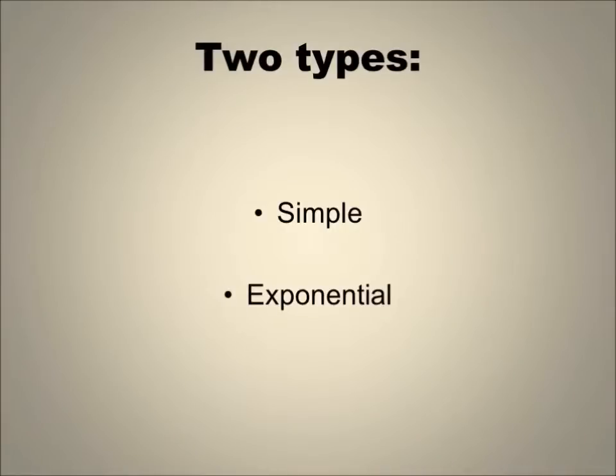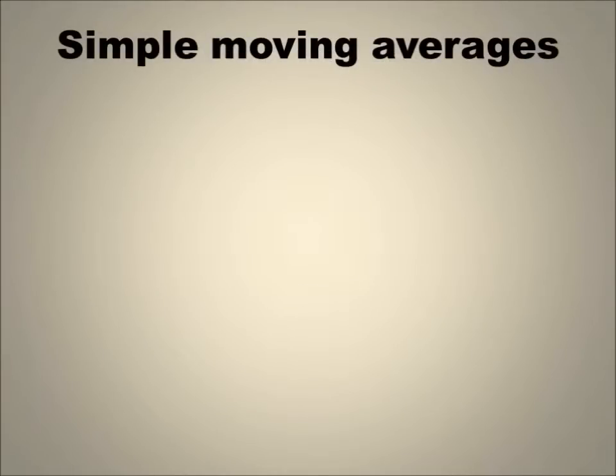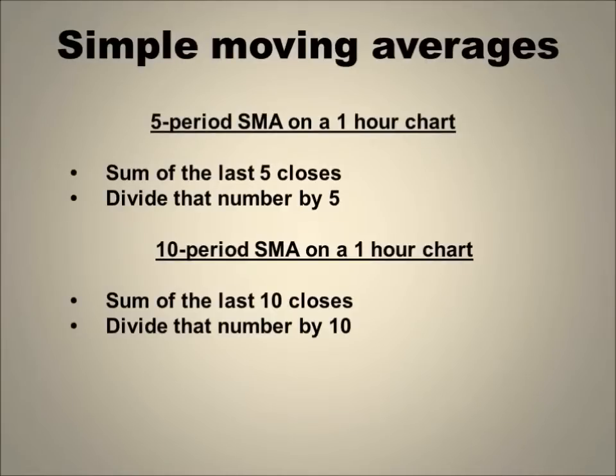Now, there are two types of moving averages, simple and exponential. Both moving averages have their own unique features and benefits. Let's talk about the simple moving averages first. It works like this. We take the last closing volumes of each trading session and we divide the sum by that number that we selected.